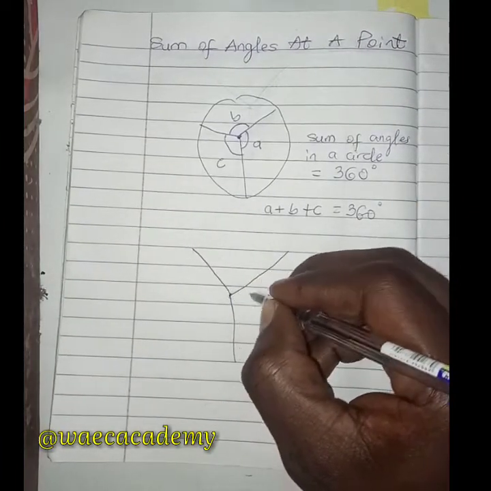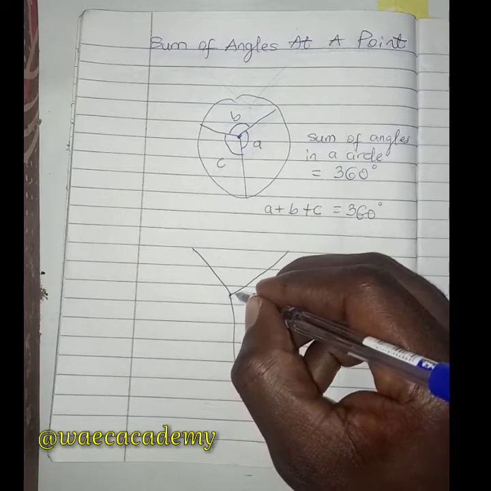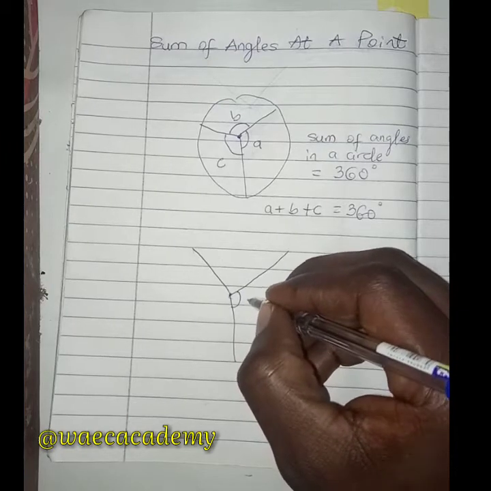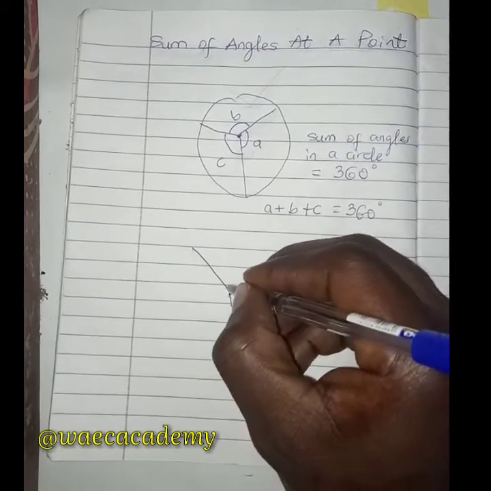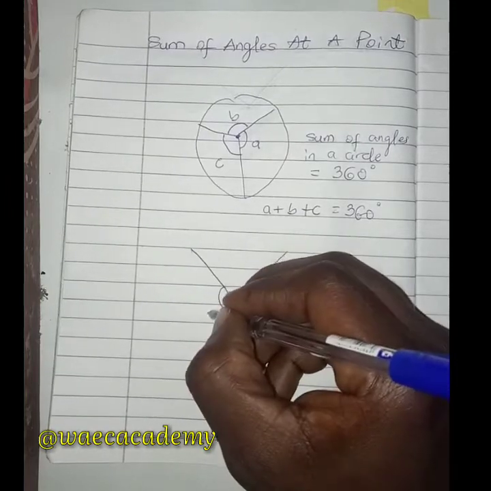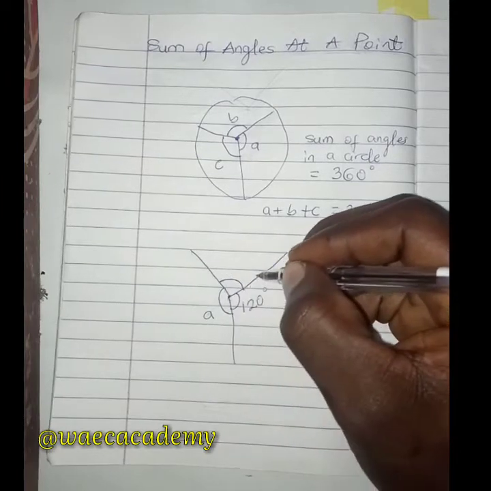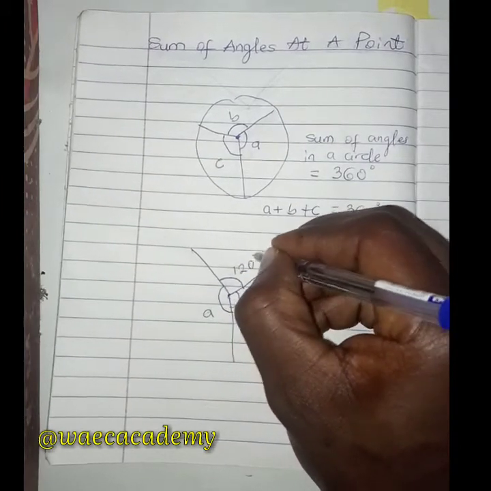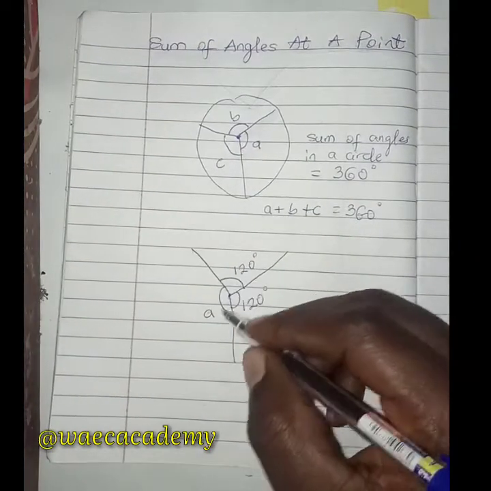If you are going around in a circle measuring angles about a single point, let's say you have an angle here, let's call this 120 degrees. You have another angle here, let's call it A. Then you have a third angle here, let's call it another 120 degrees. So what do you have? It means you are given two angles, and it remains just one.